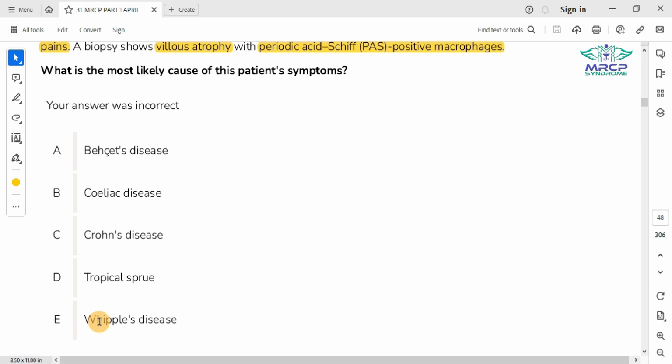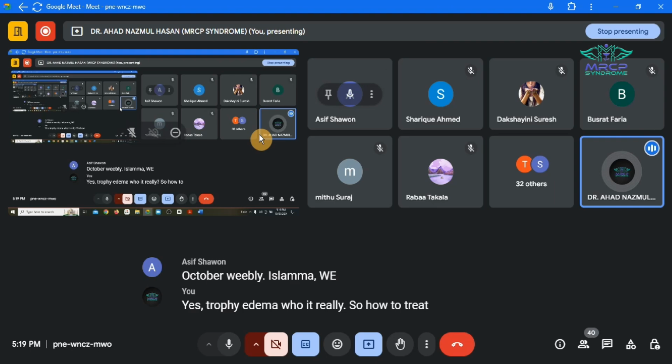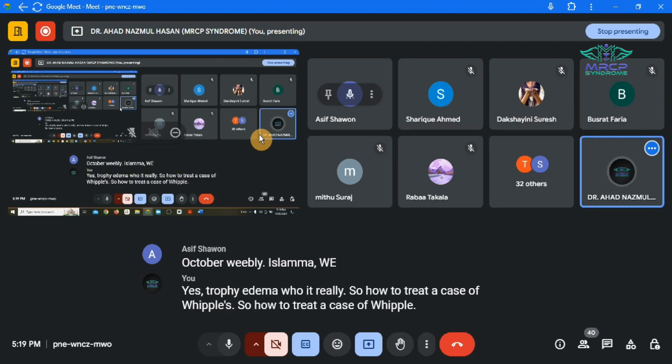So which organism is responsible for Whipple's disease? Tropheryma whipplei. Yes, Tropheryma whipplei. So how to treat a case of Whipple's disease? Antibiotics of choice?